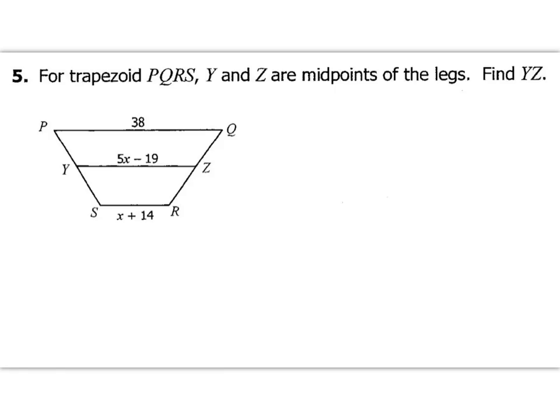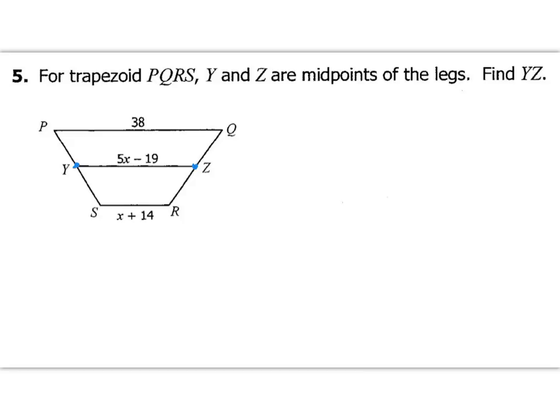All right, now we're throwing some algebra into the mix, so let's read the directions for number 5. For trapezoid PQRS, we're given that Y and Z are the midpoints of the legs. Therefore, if they're the midpoints of the legs, that means that YZ is our midsegment. We want to find what is YZ. So we're going to use our formula for finding the midsegment to help us first solve for X and then go back and plug it in to find YZ.